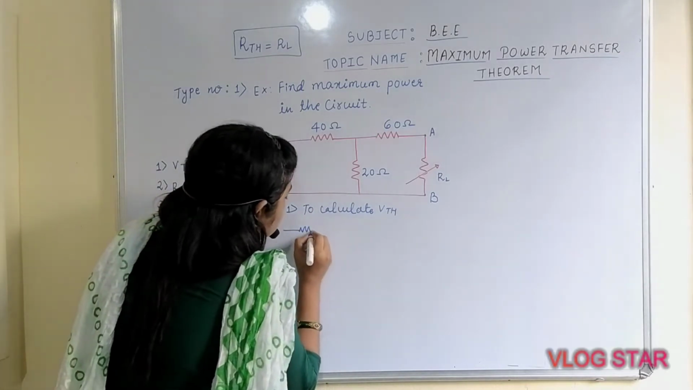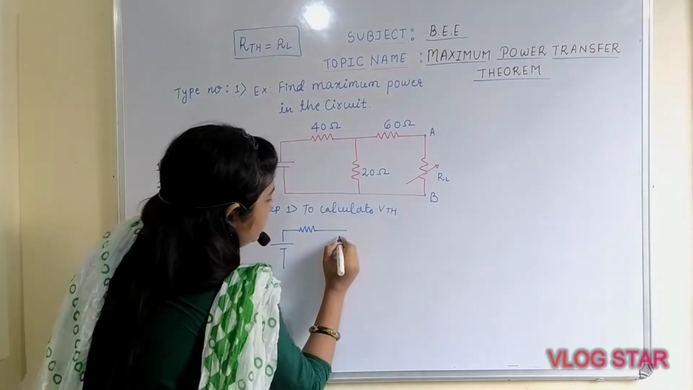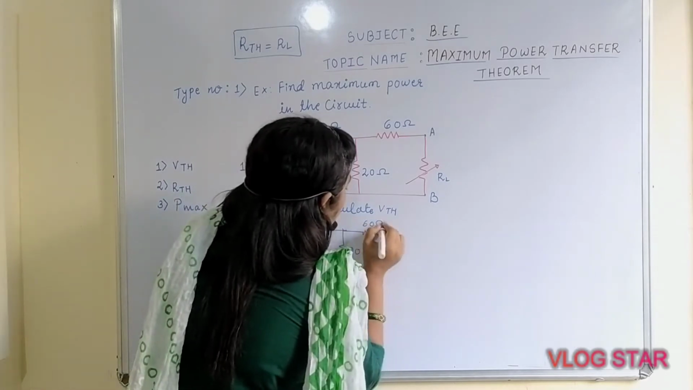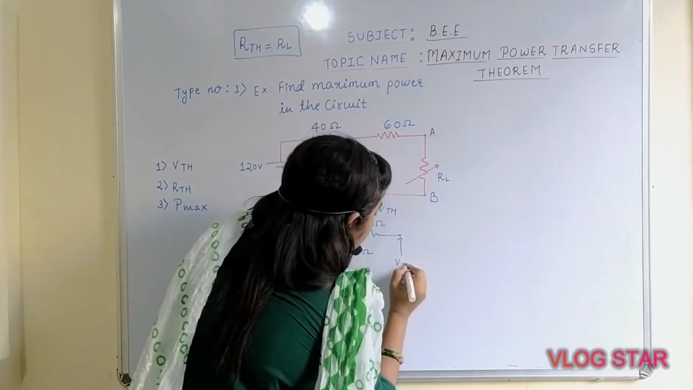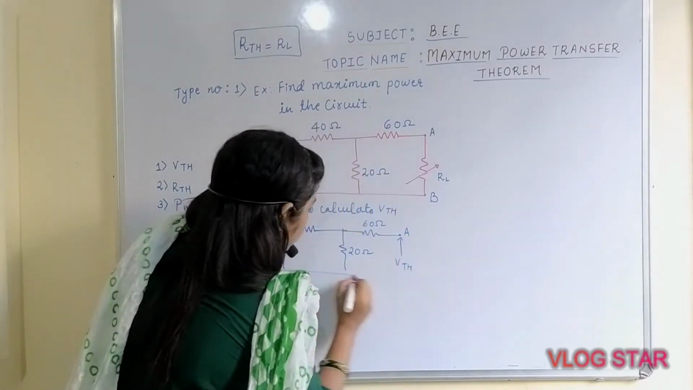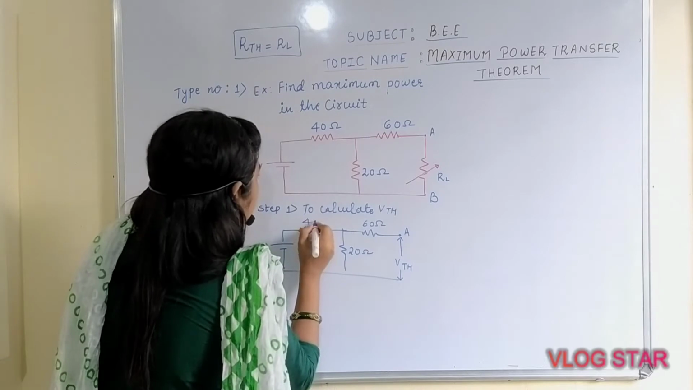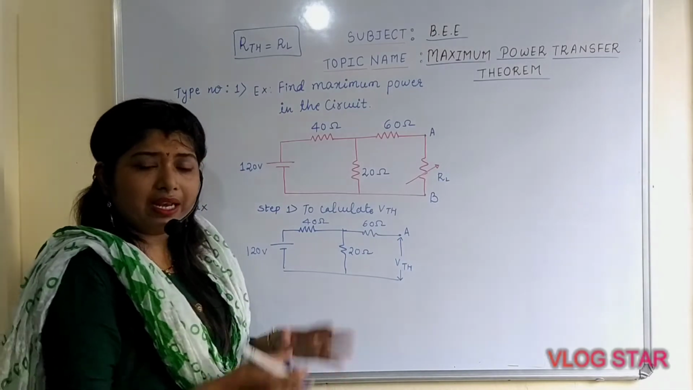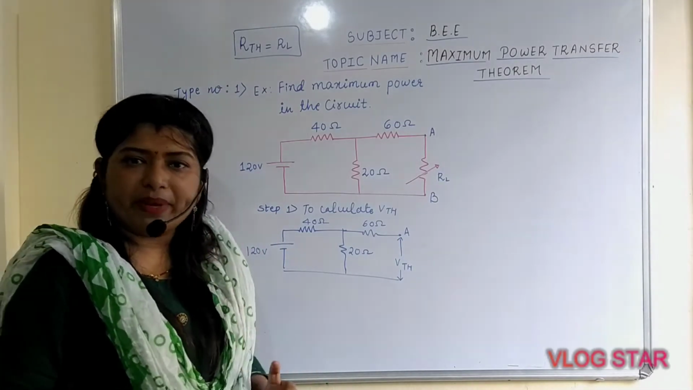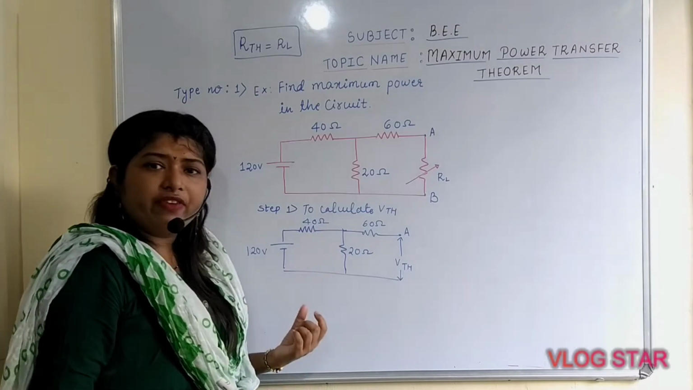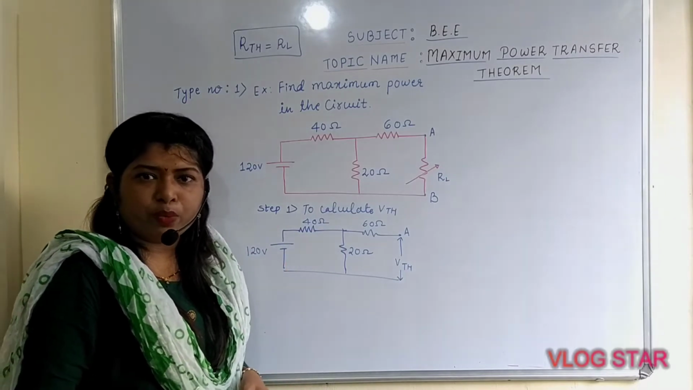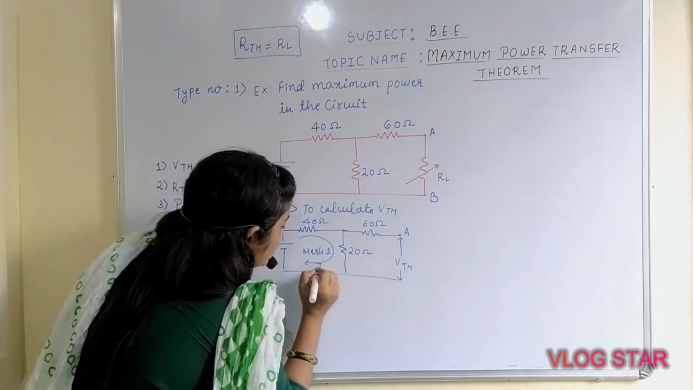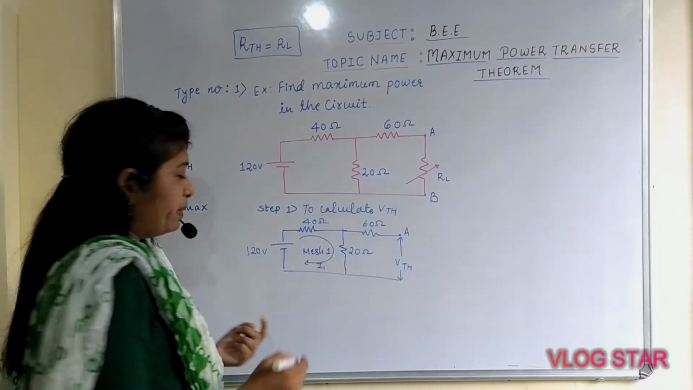Again you need to draw the circuit diagram. How are you going to draw it? Simply replace RL by an open terminal. I hope you have understood this. Next, as this is an open terminal, how many meshes are there? There is only one mesh. So you can easily apply KVL in mesh 1 to find the current flowing through it. Let's consider the current flowing through mesh 1 as I1. Can you apply KVL in mesh 1?